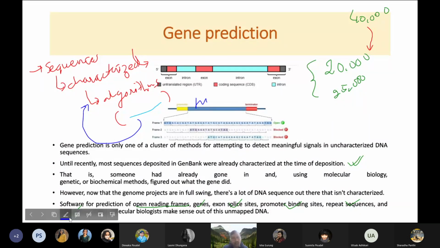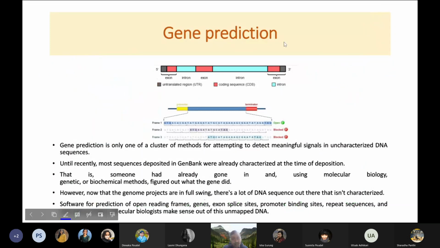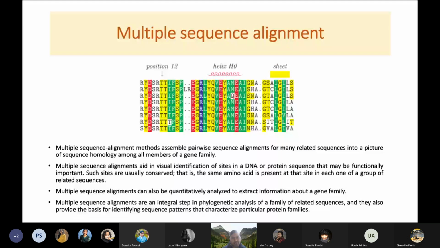We will also study this in greater detail in our forthcoming lectures, how we do the gene prediction and what are the different methods we can use in gene prediction. And another most important, critical topic is the multiple alignment. Earlier we studied the pairwise alignment. This is the pairwise alignment.